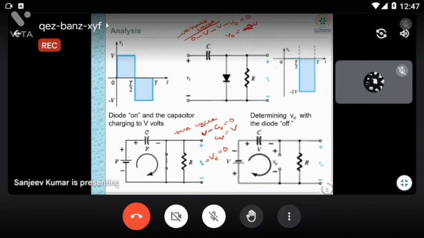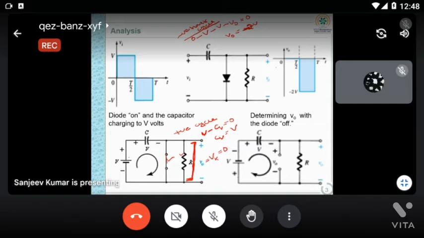Sir, for positive half cycle, why is it 0? Can you explain again? Okay. You can see V0 is across this one. Now you can see this diode is parallel to R. So whatever voltage you get is equal to the voltage across the diode, because when I am taking parallel, the voltage will be the same, right?